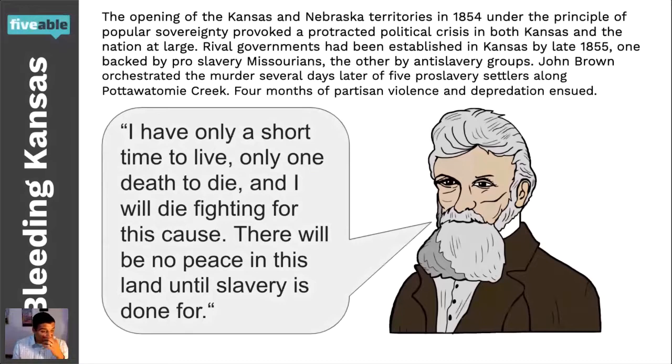Well, people are outraged over this, and they said, look, this is murder, and John Brown runs away. But nevertheless, this is where Bleeding Kansas comes from. And he has this famous quote here, I have only a short time to live, only one death to die, and I will die fighting for this cause. There will be no peace in this land until slavery is done for. And so John Brown takes it upon himself to essentially end slavery or fight against those pushing slavery forward. Okay? So he's an important figure.